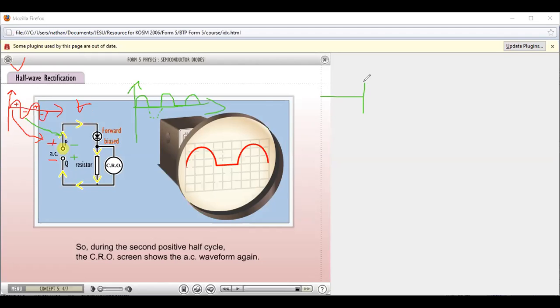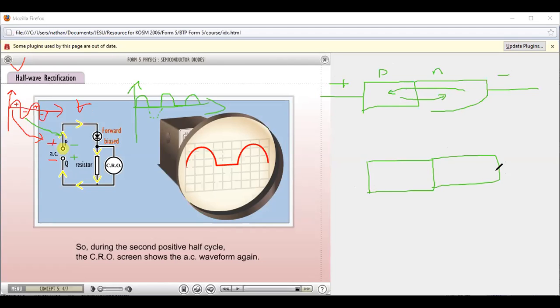If you remember your diode, this one is your P and this is your N. When here is positive and here negative, the electrons can jump to this side. This is forward bias. During reverse bias, let's say this is your P type and this is your N type. Here it becomes negative and here positive. So the electrons are not able to cross over. The current is blocked from flowing. In this case, the current is able to flow.